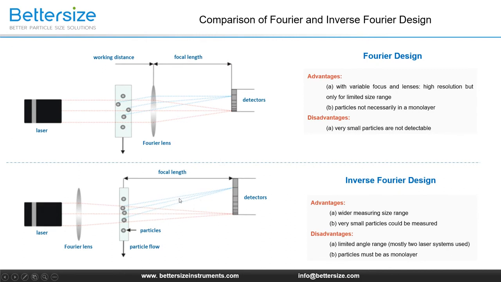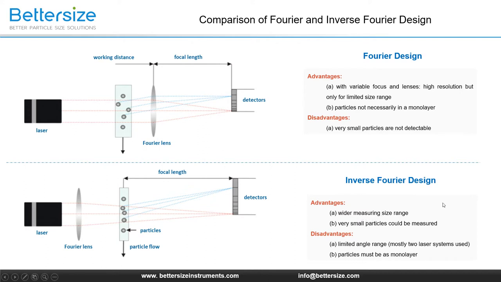For Fourier design, parallel light with the same direction will focus on the same point of the detector. For inverse Fourier design, accurate focusing can be achieved only at a small scattering angle, less than 5 degrees. As the scattering angle increases, the focusing error becomes larger, because a specific position on the detector does not correspond to a specific scattering angle, thereby reducing the resolution of the instrument. Both designs have their own advantages. Fourier design has higher resolutions, whereas inverse Fourier design has wider measuring size range.